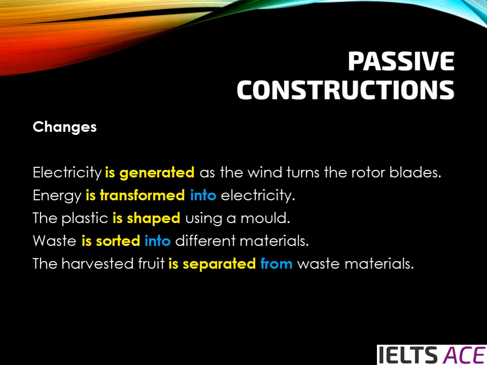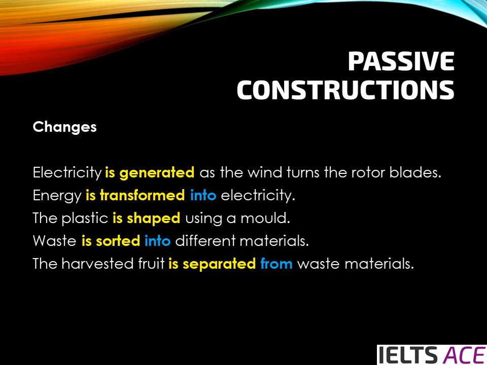So once the raw materials have been collected, then these are going to start to go through some kind of changes. So, for example, electricity is generated as the wind turns the rotor blades. Energy is transformed into electricity, so very similar to the first one. Notice the into that comes after transformed. So this is an example of a dependent preposition. So this is the preposition that we often need after this verb.